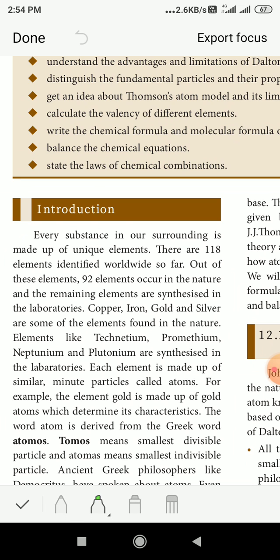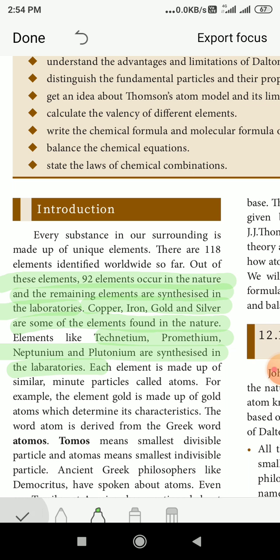How all these elements are made and what the atomic structure of these elements is will come across in this lesson. Some of the metals you come across, such as copper, iron, gold and silver, are found in nature. Some, like technetium, promethium, neptunium and plutonium, are synthesized in the laboratories.